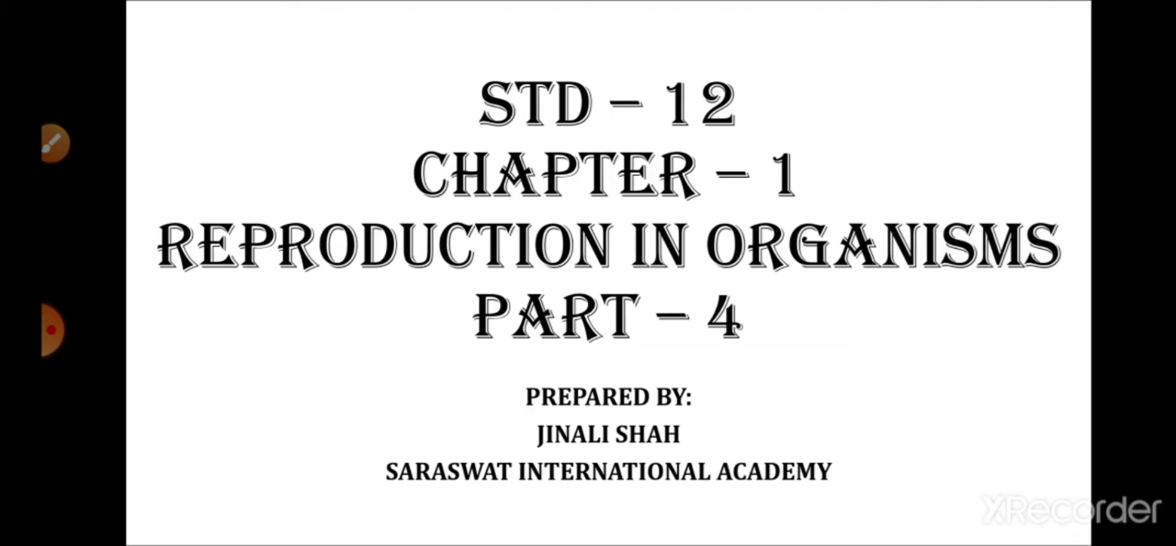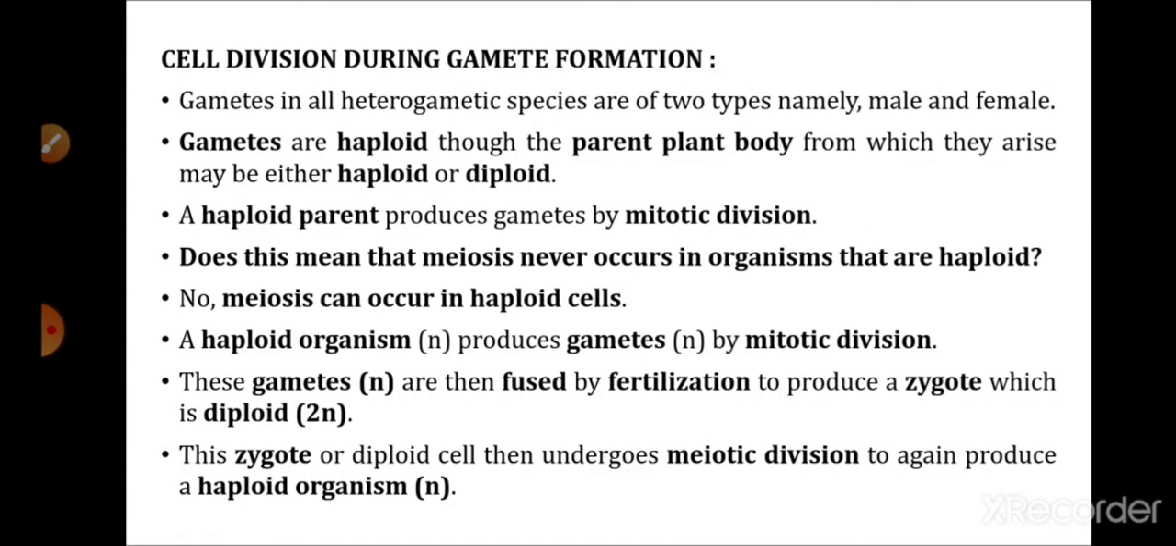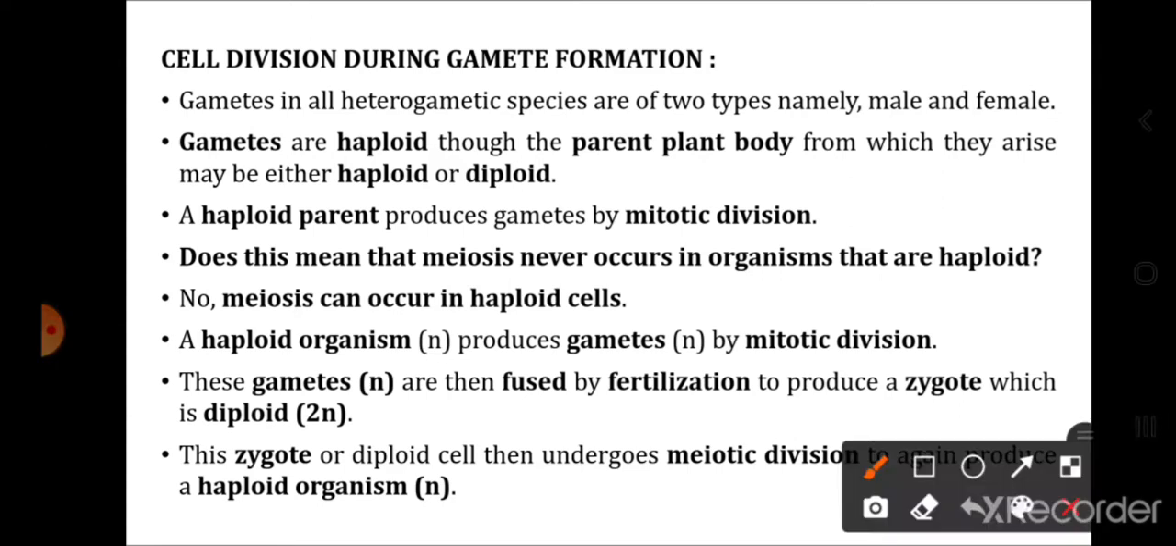We were basically studying gametogenesis, that is formation of the gametes. In that we studied the types of gametes as well as sexuality in organisms. Now let us continue the same topic, gametogenesis. So today first of all let us study which type of cell division occurs during gamete formation. So our first topic is cell division during gamete formation.